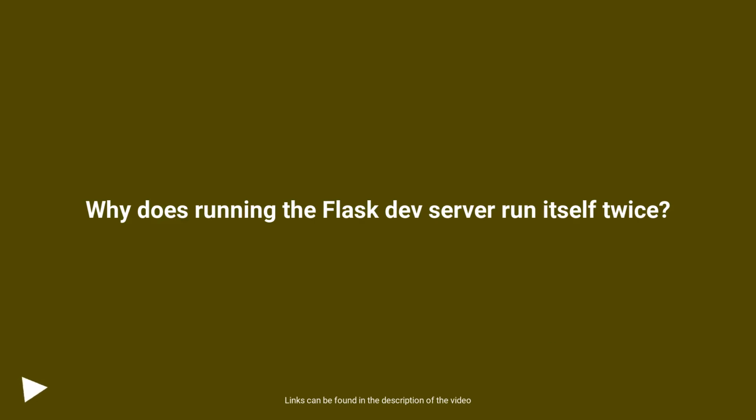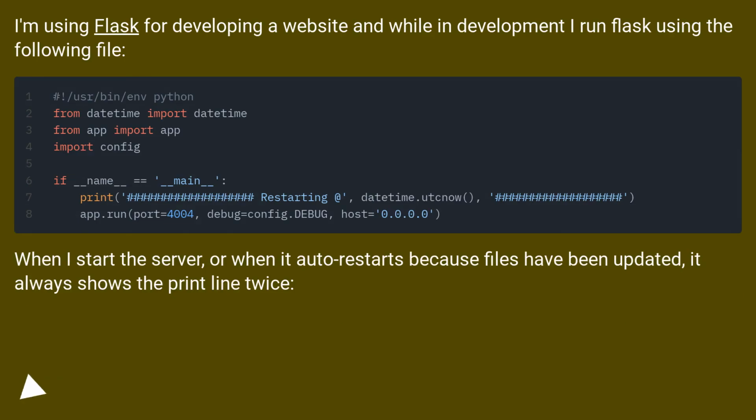Why does running the Flask dev server run itself twice? I'm using Flask for developing a website, and while in development I run Flask using the following file. When I start the server, or when it auto restarts because files have been updated, it always shows the print line twice.